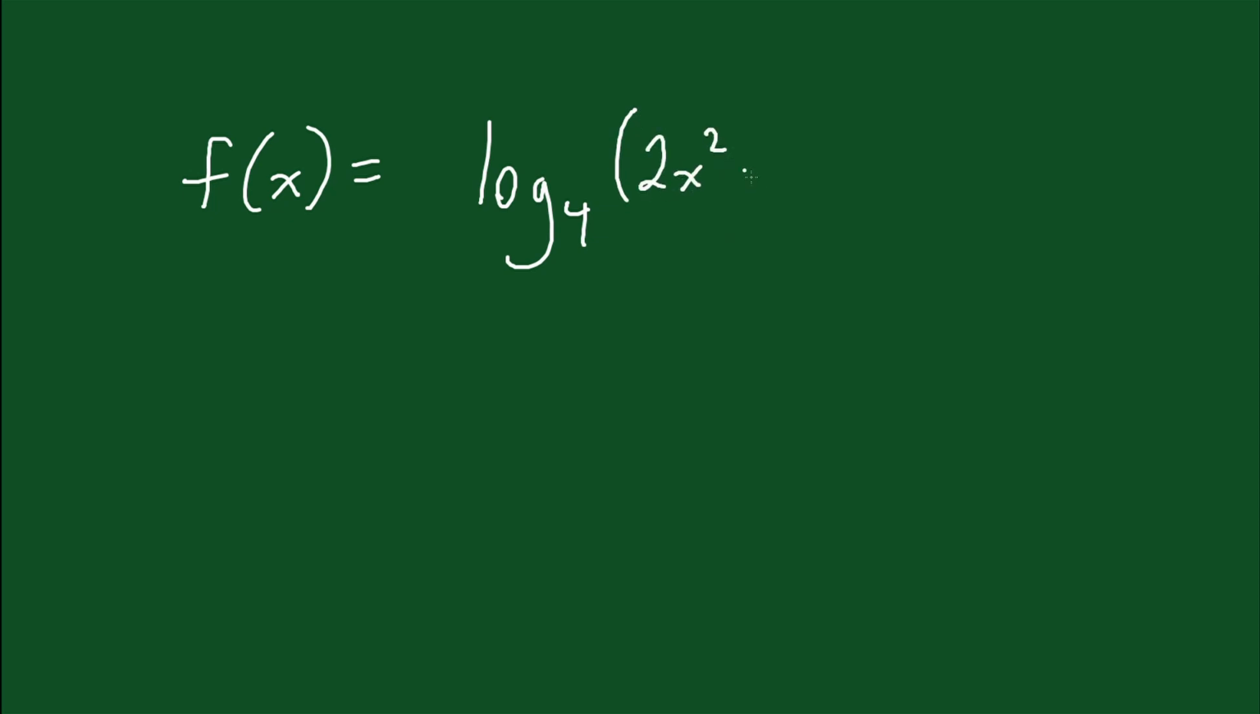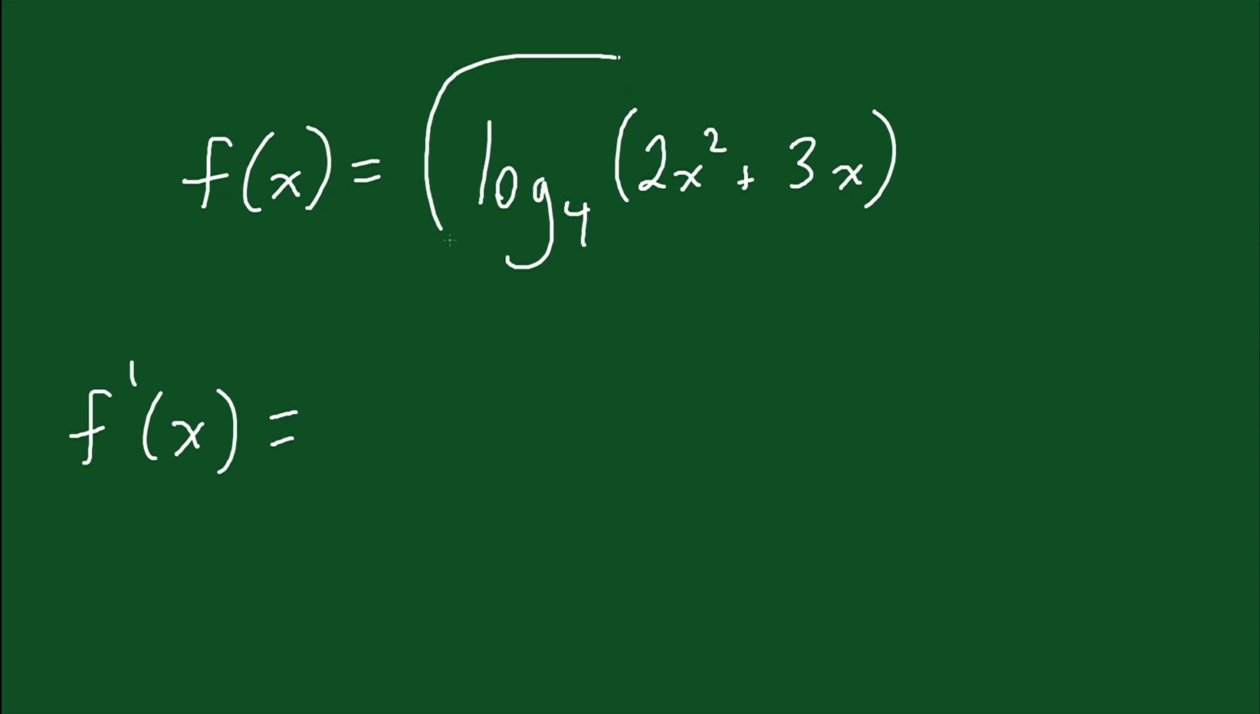Let's say you have f of x is equal to log base 4, just to change it up, of 2x squared plus 3x, in brackets. And we want to find the derivative, of course, f prime of x. What's the derivative of this?